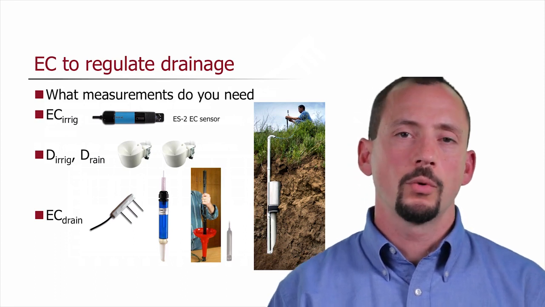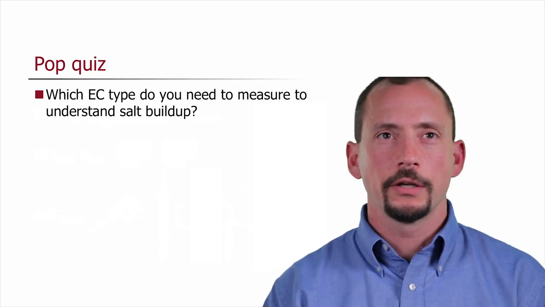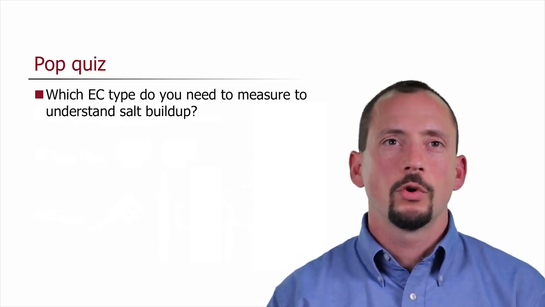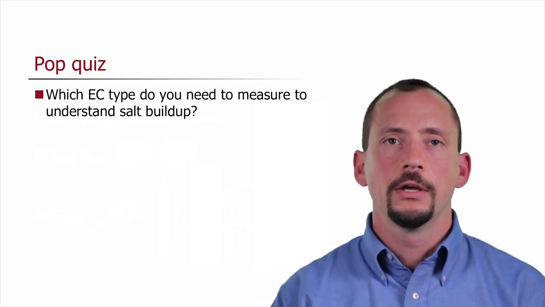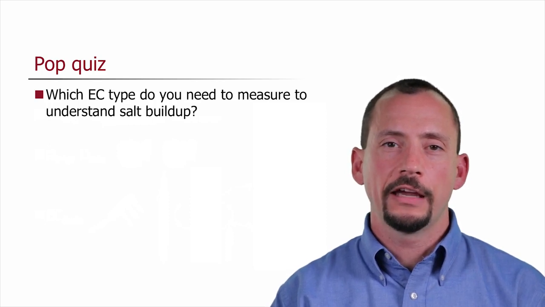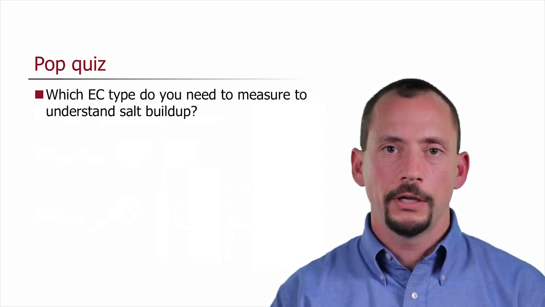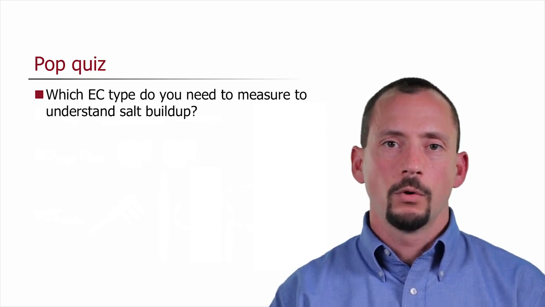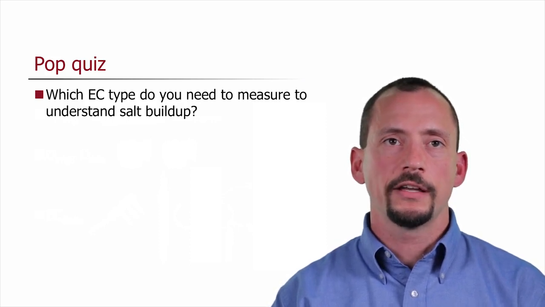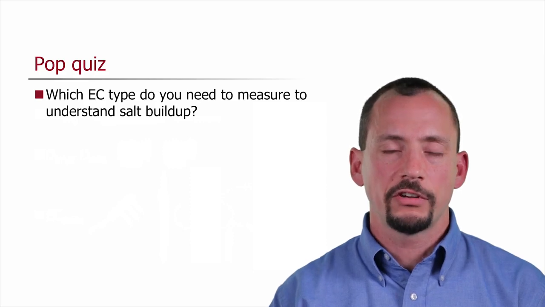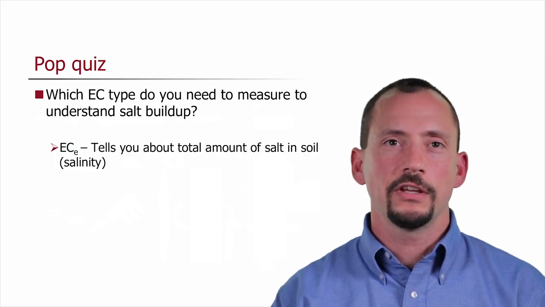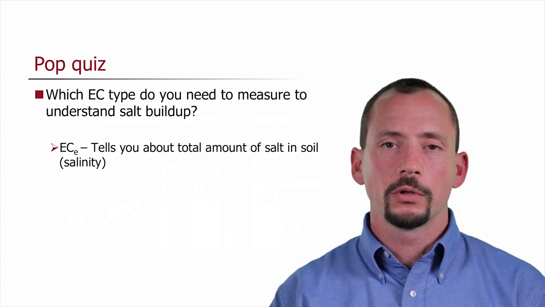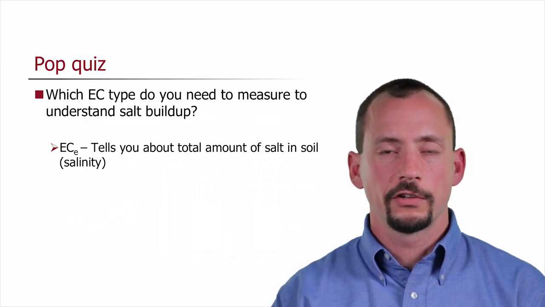Okay, so switching gears a little bit. Here's another pop quiz. What EC type do you need to measure to understand the salt buildup in your soil or the salinization of your soil? Well, the answer to this is it's the quantitative one. The saturation extract EC is the type of EC that tells you about the total amount of salt in your soil or the salinity of the soil.